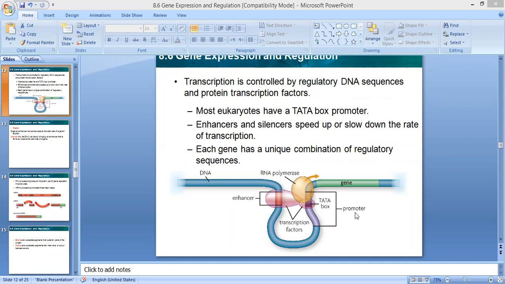So I have sequences, which are the promoters and the enhancers. The enhancers are also sequences that speed up, or sometimes they are silencers that slow down the rate of transcription. These are the regulatory sequences. And I have transcription factors, which are proteins also found around the DNA. They will work together by making this box through bending. Okay, and they will help the RNA polymerase to start the transcription of the gene.